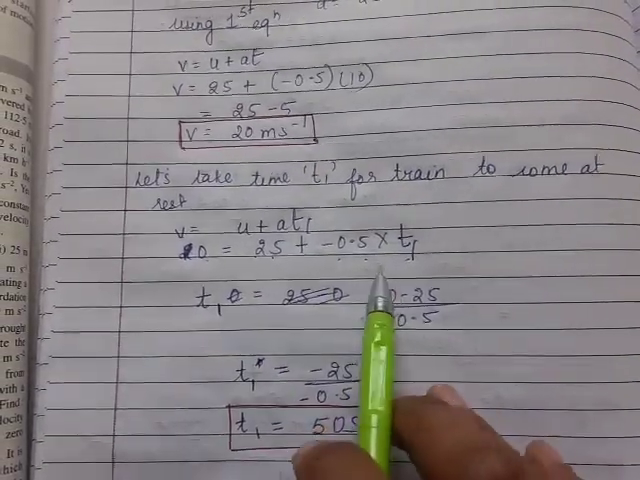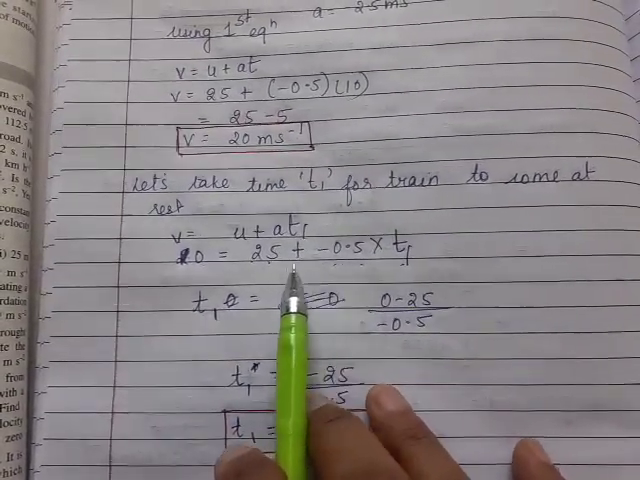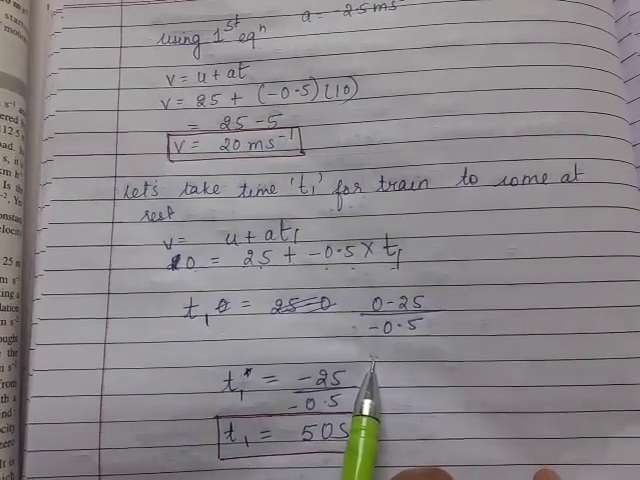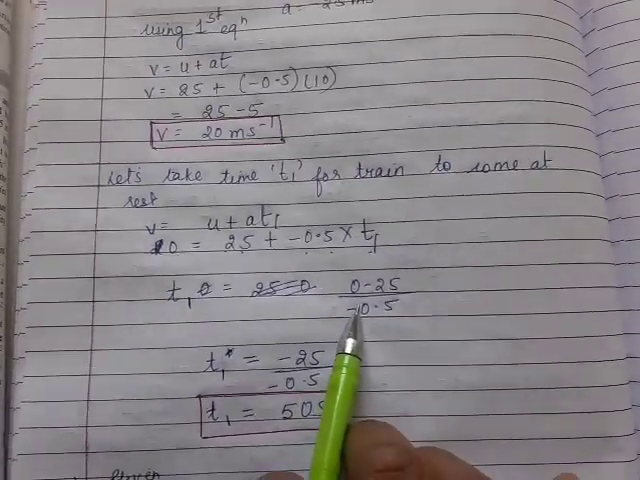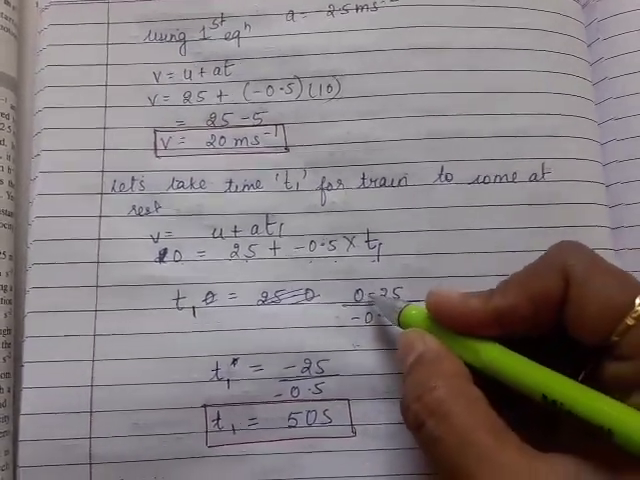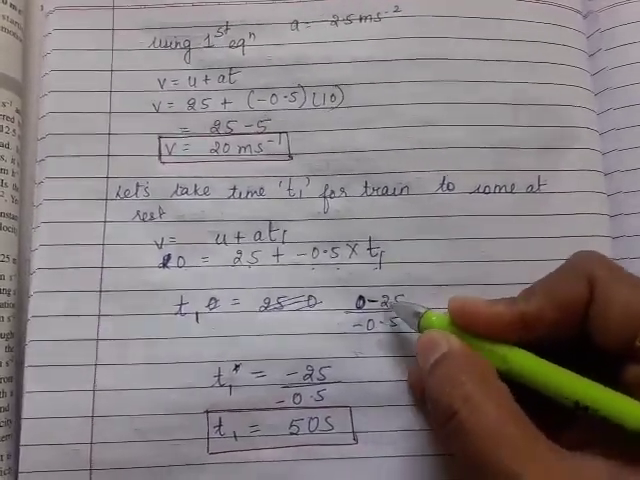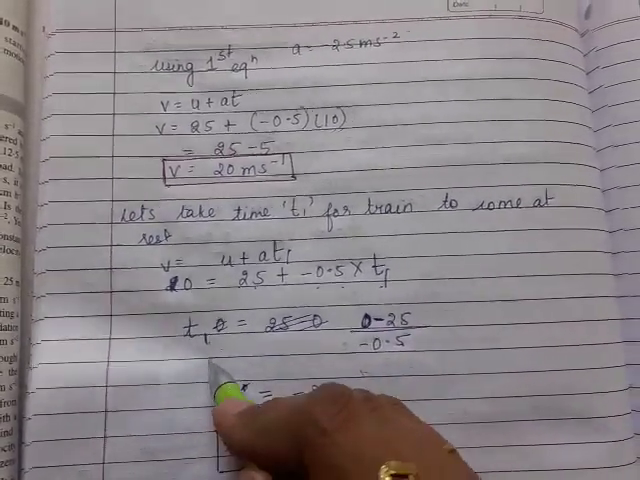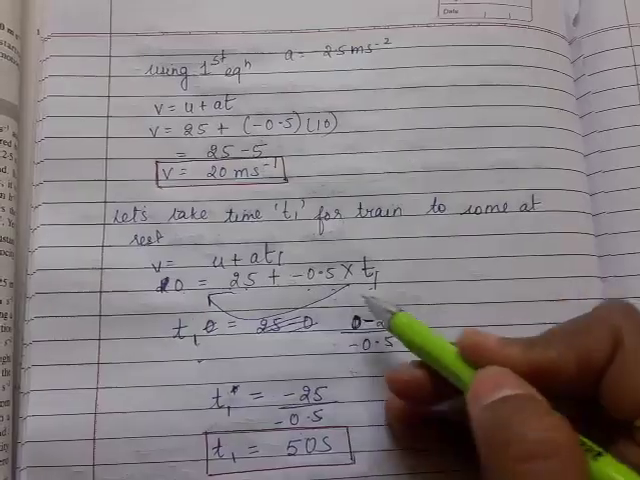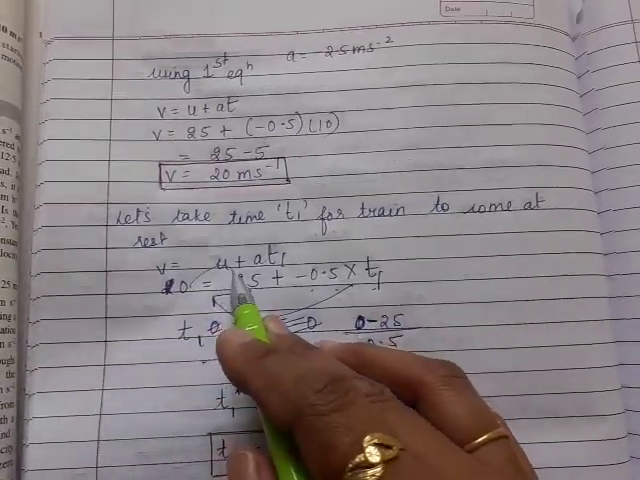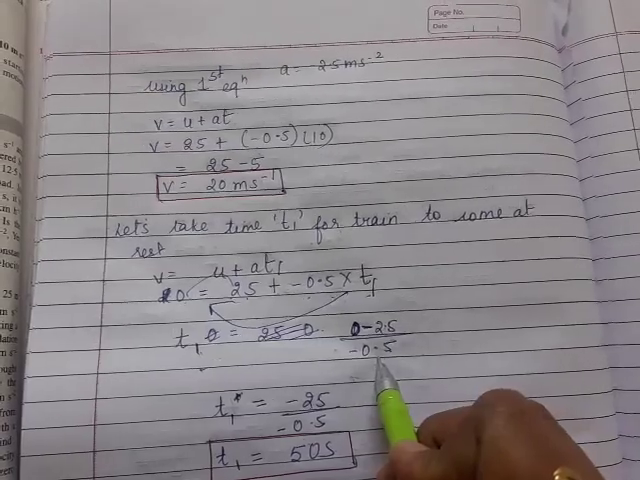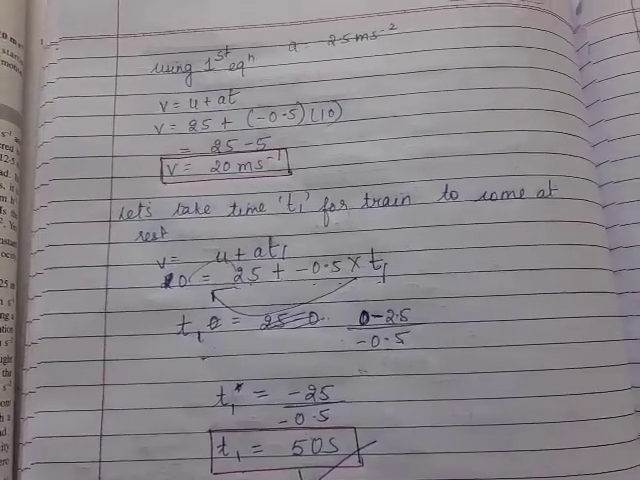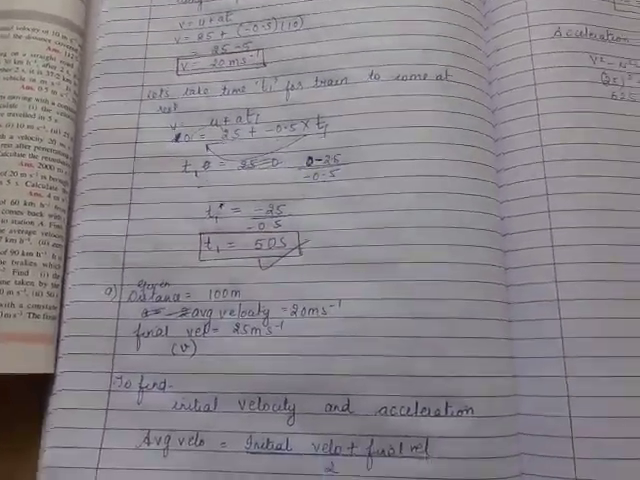So t1 equals 0 minus 25 upon minus 0.5. When we take t1 to this side, we get 0 over here. So minus 25 upon minus 0.5, which is nothing but t1 equals 50 seconds. Okay, so just solve this. Two parts we have got here. We have got the velocity and the timing.